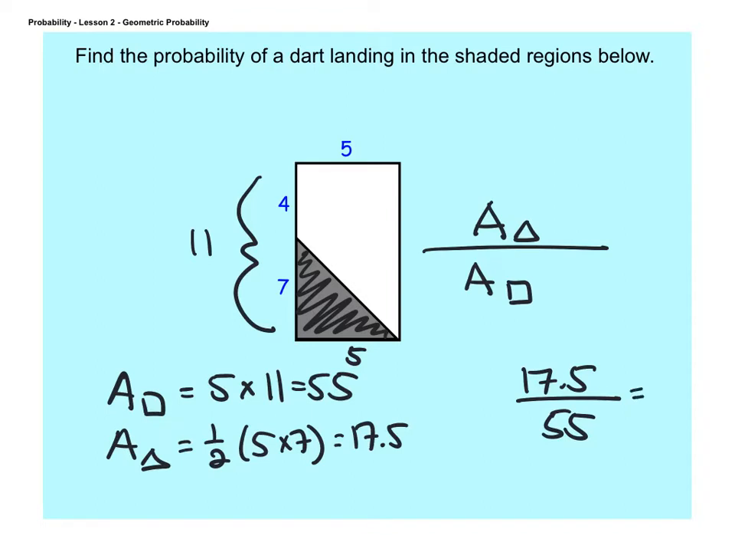And if you'd like to, if you don't, because it's not great to have a decimal in the fraction, you could type that into your calculator. So 17.5 divided by 55, and you'd get a decimal of 0.32. That's okay. You could also do 32%. That's also okay. All 3 of those numbers all mean the same thing for probability.